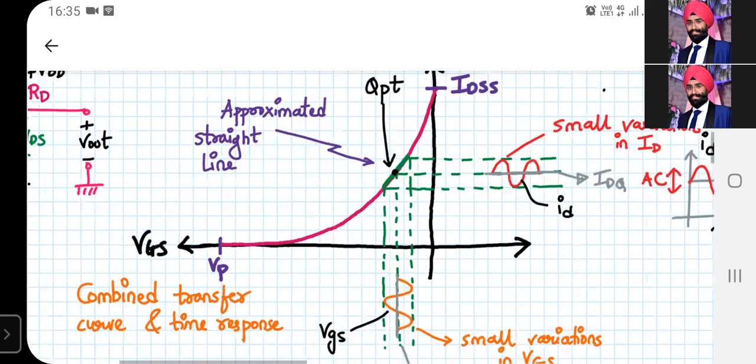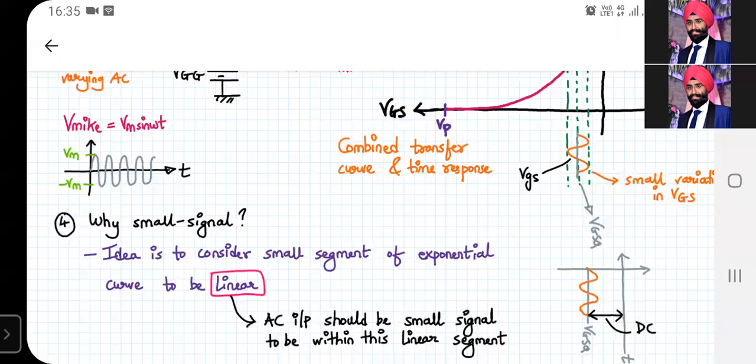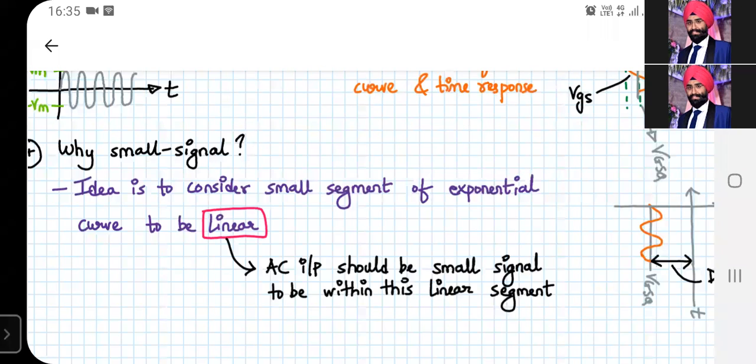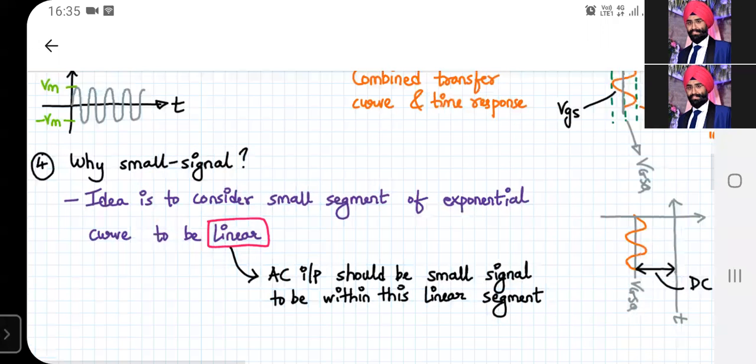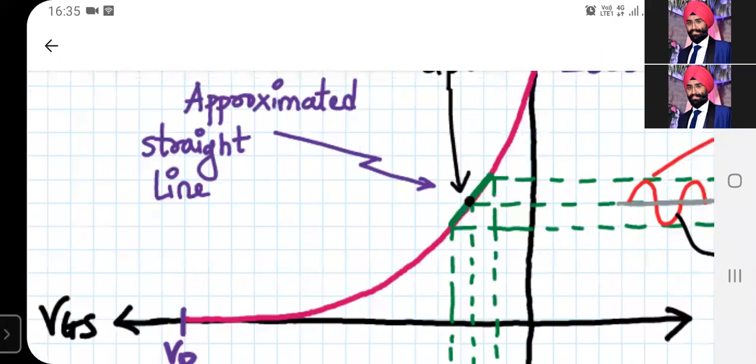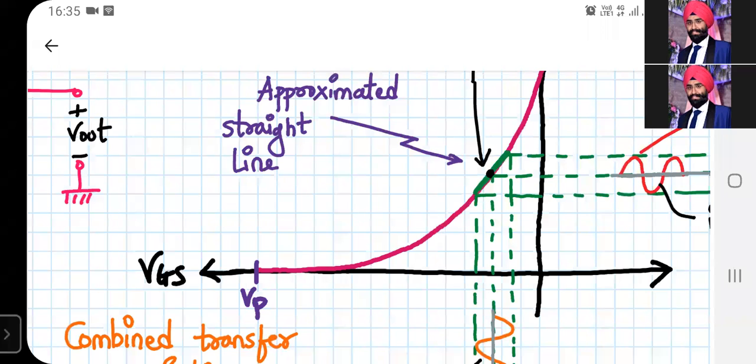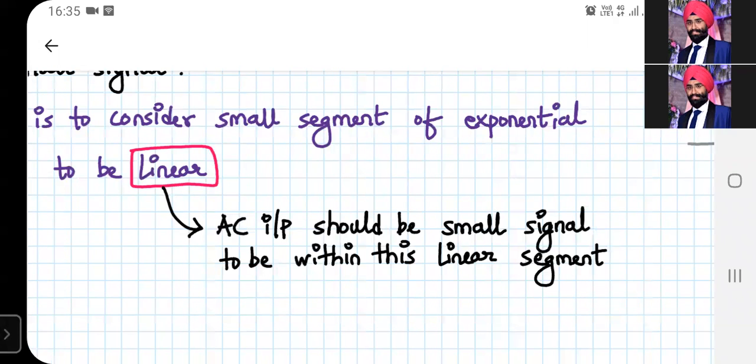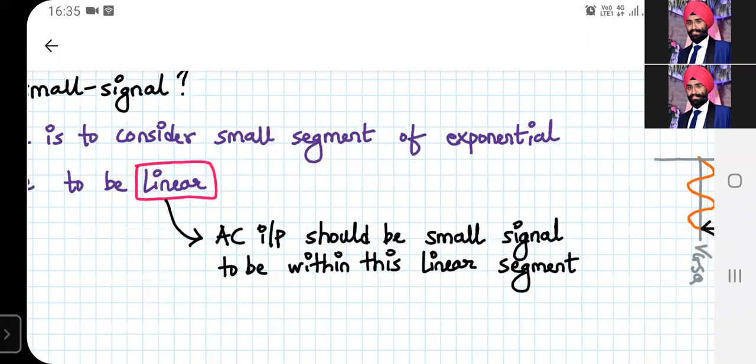So why small signal? Why do we call it small signal? The idea here is to consider the small segment of the exponential curve to be linear. That's what we have done now. We have considered a small segment of an exponential curve to be linear over here. Now, the AC input should be a small signal to be within this linear segment. I think we have discussed this point. Fine. Let's move on to the next.